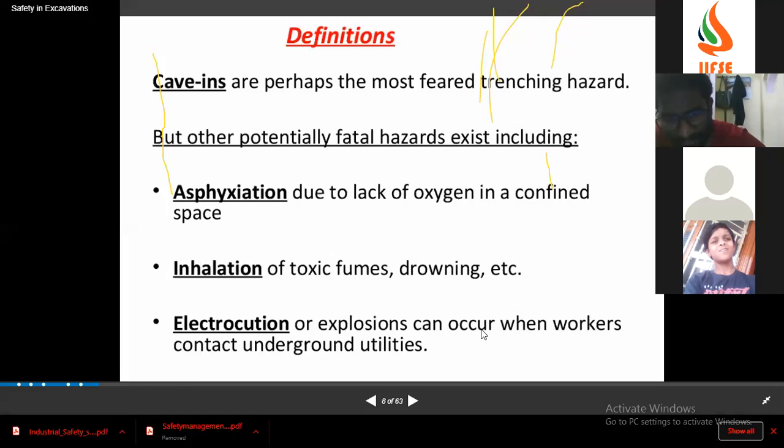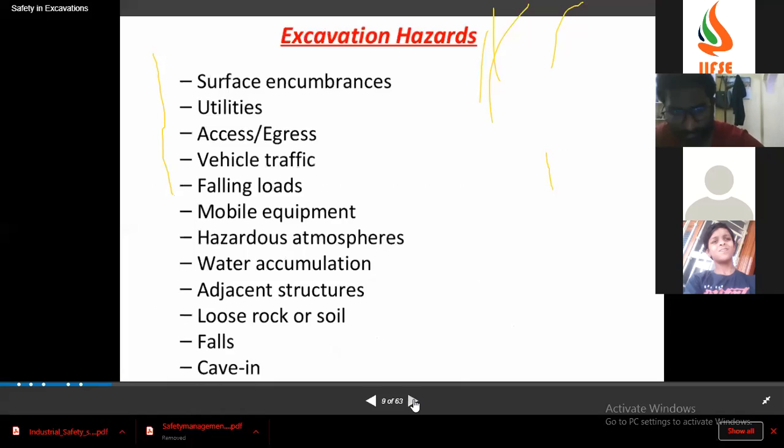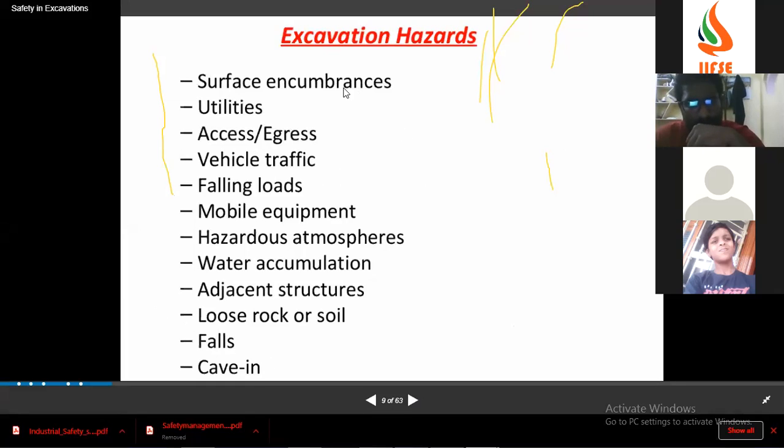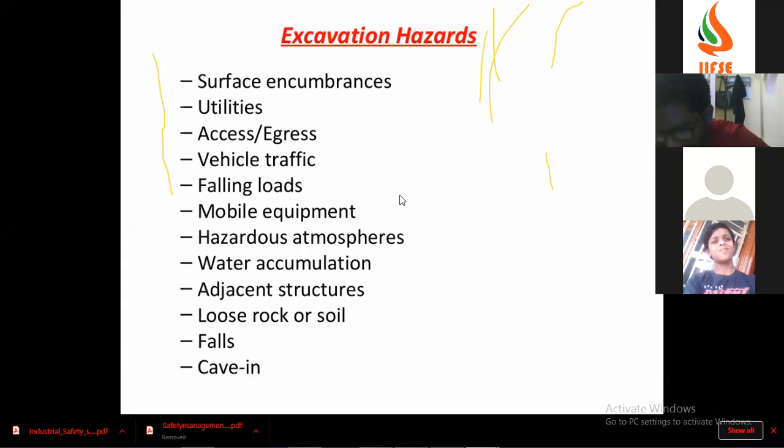Obstruction can occur when there are underground utilities and the excavation is done without proper clearances. What is this? Excavation hazards. These are the hazards you have to remember. If you remember this, you can know most of the construction. If you remember this and can write the consequences and control measures, you can mostly write the paper.